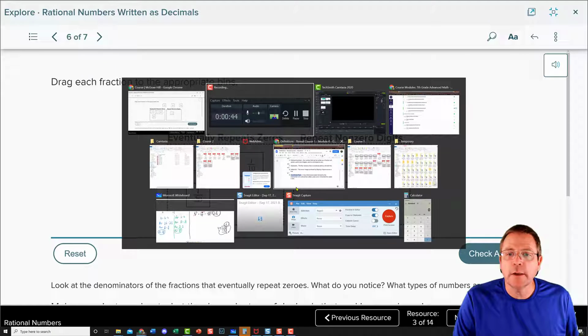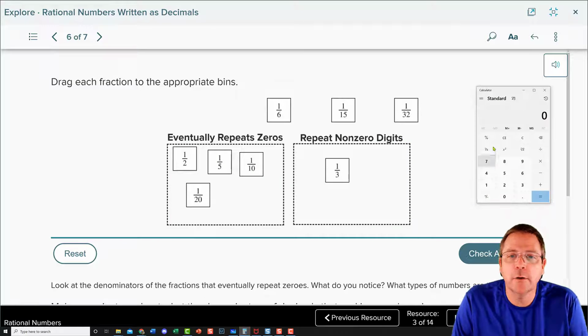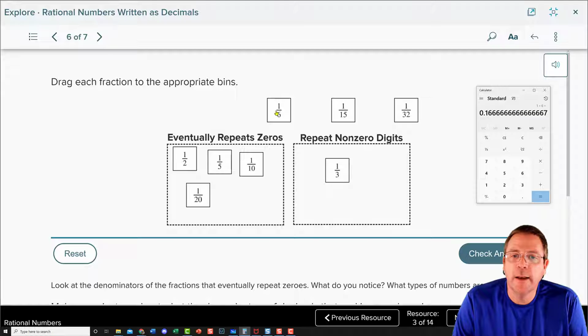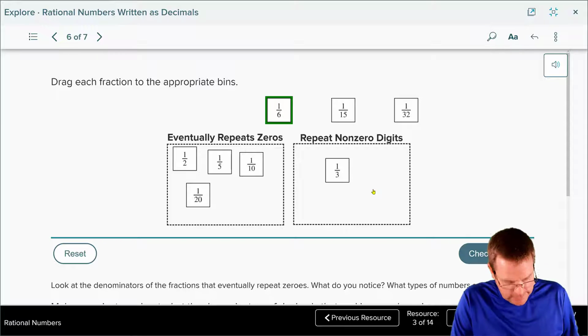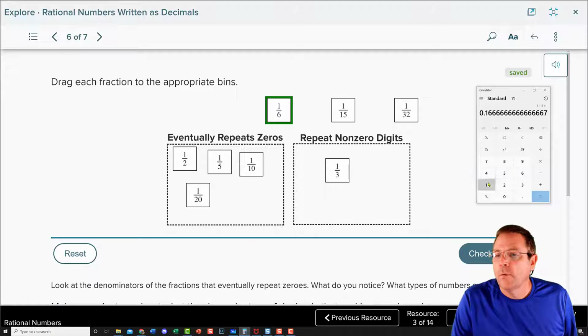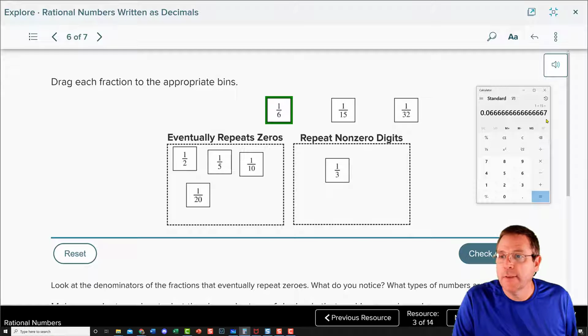So let's find if we have an open calculator here. We do. We're going to do 1 divided by 6, and what does that give us? That gives us repeating non-zero digits of 6. And then 1 divided by 15, that's going to end up giving us repeating non-zero digits of 6. Now that last one's a 7 because they rounded up.